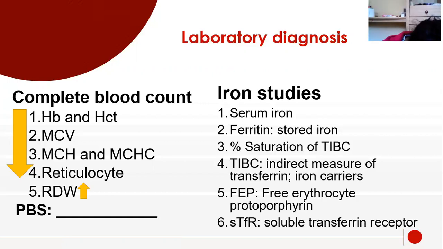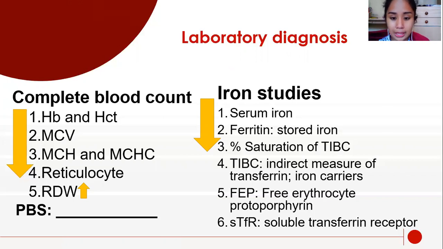Next class, serum iron: decreased. Stored iron: decreased. Then percent saturation of your total iron binding capacity. TIBC is a way of measuring the amount of your transferrin, or your iron carriers.